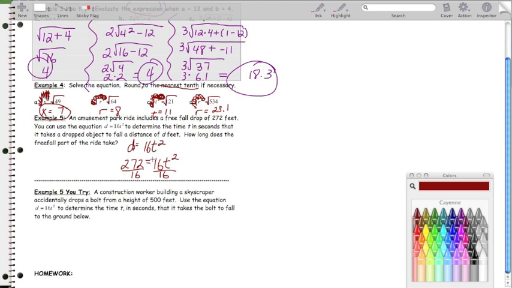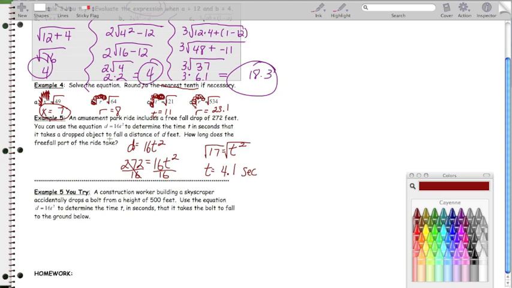So 272 divided by 16 is 17. So that's gone. Now I have 17 is equal to t squared. And this is the point where I go ahead now to get my t by itself. I take the square root of both sides. The square root of 17, rounded. How long does it take? The free fall part of the ride. They don't ask us to round it, so we will round it to the nearest tenth. For procedure, we get 4.1 seconds.